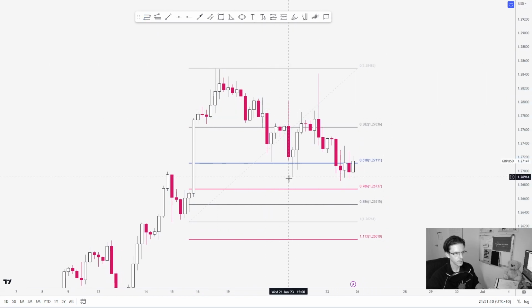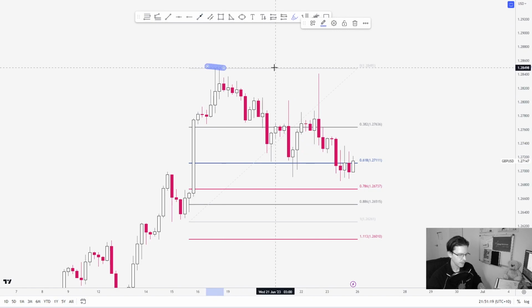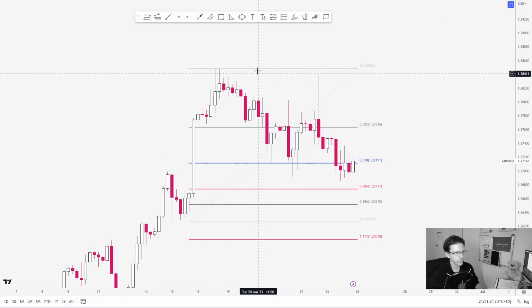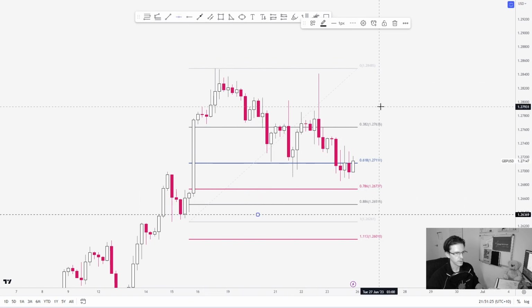We come down and we hit the 618, and then we come all the way up, retesting these highs, and we don't push above these highs right here. So this is a potential trade opportunity for us to get involved in. So here's our structure level right down here.